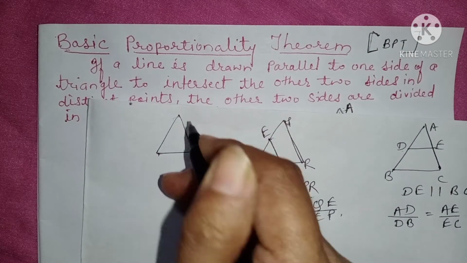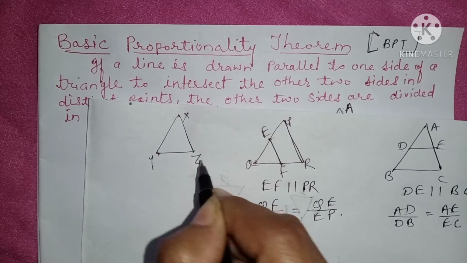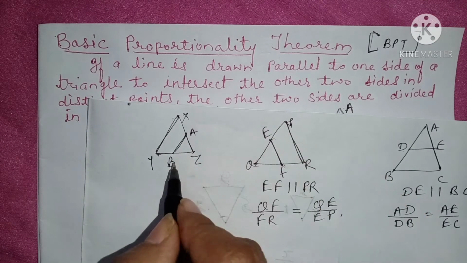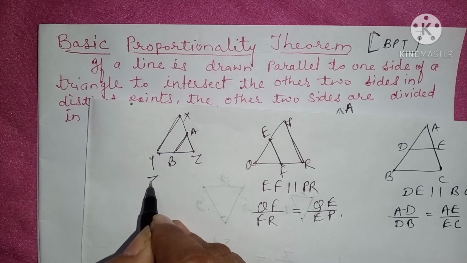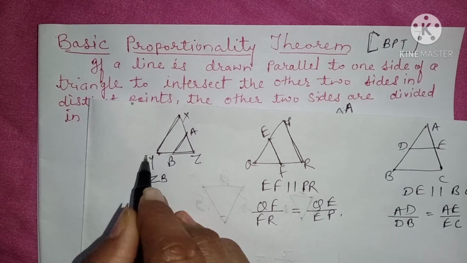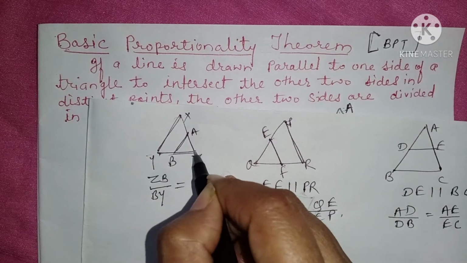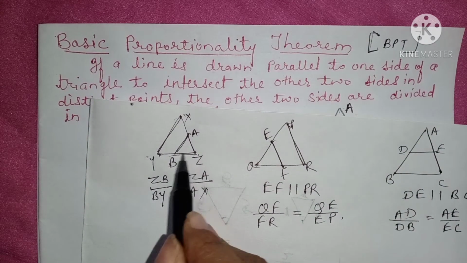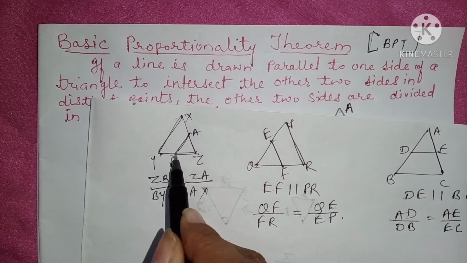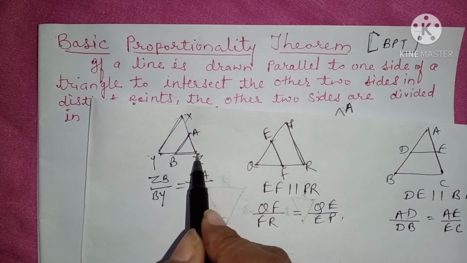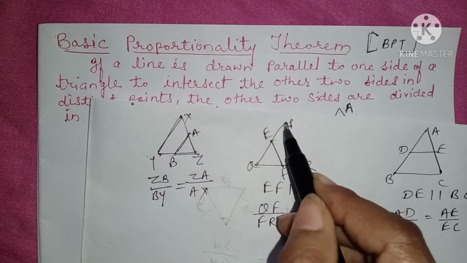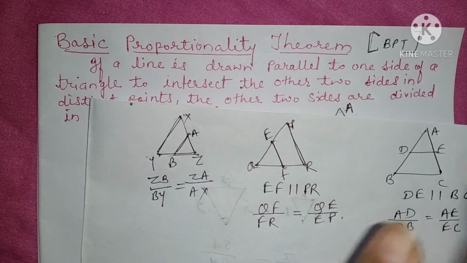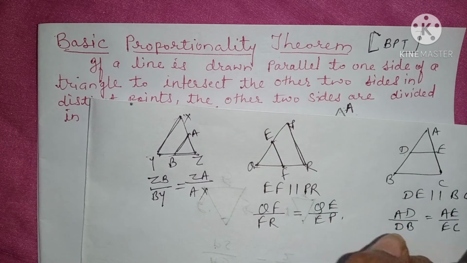Suppose we consider a third case, X, Y and Z. Here suppose AB is parallel to XY. So by BPT you can write ZB upon BY is equal to ZA upon AX. And you can also take it as YB upon BZ equal to XA upon AZ. And you can write PE upon EQ is equal to FR upon QF. So, understood BPT? This is how you have to apply it.